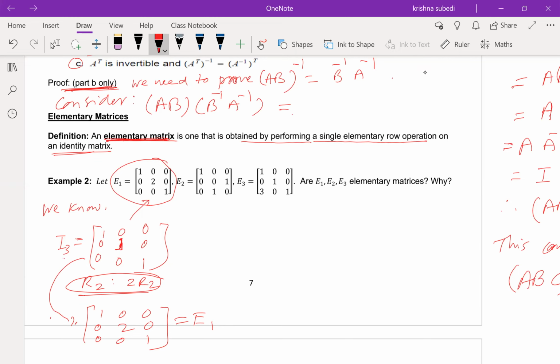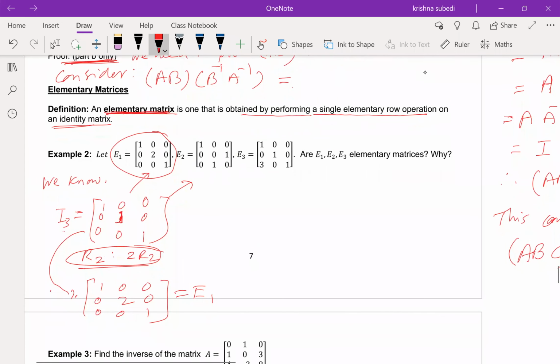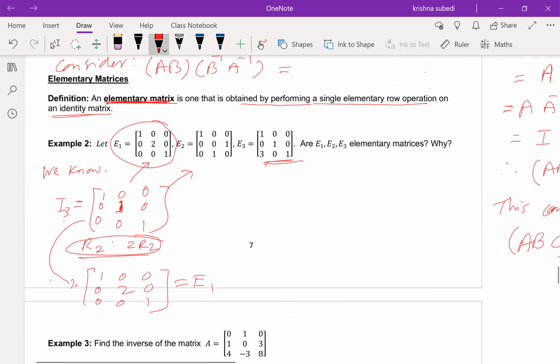Can you tell me how you get this one from I3? What is done from here to here? Swap row 2 and row 3. Exactly, you just swap row 2 and row 3 and you get that. So just one operation we did. That kind of matrix is called an elementary matrix. Just keep that in mind. In the same way, you can figure out the rest yourself.